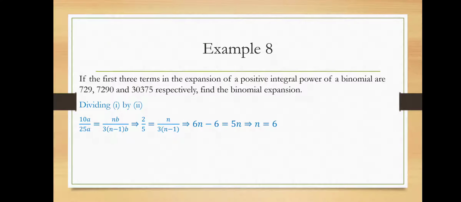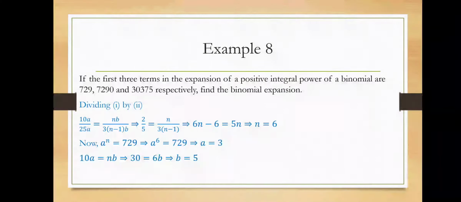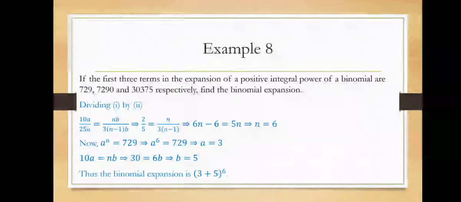Now if I do our routine calculation, we get the value of n as 6. Once we know the value of n as 6, we can put the values into the relations that we have found, do our calculation, and we get the value of a to be 3 and b to be 5. So therefore the expansion is basically (3 plus 5) whole to the power 6. Right, so that is our answer.